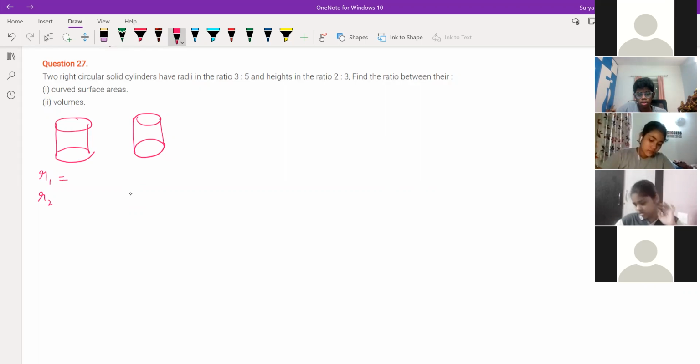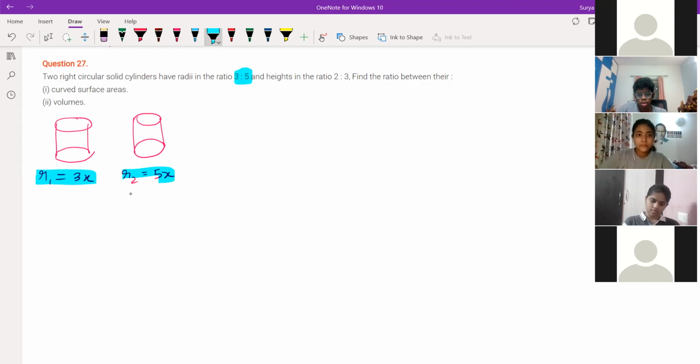So R1, for the first one, we are getting it as 3x and R2 is 5x. See, I have written this part. This part is clear to everyone. Ratio is 3:5. This means that R1 is equal to 3x, R2 is equal to 5x. Now comparing with height, I'm writing here H1 that is 2y, in y form, and H2 is equal to 3y. Till here, anyone having doubt?